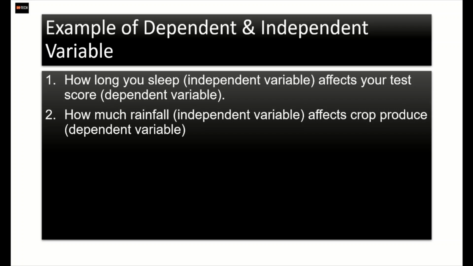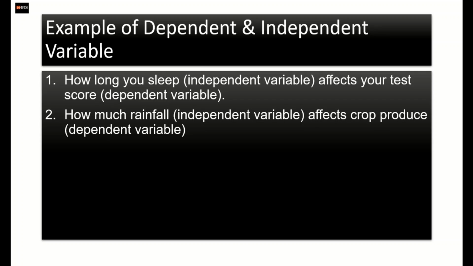Number two example we have here is how much rainfall, the independent variable, affects crop produce. So if, for instance, I want to check how much rainfall affects a crop, in that case our rainfall is the independent variable, while our crop is the dependent. The crop performance depends on what? Rainfall. I hope we are getting the logic behind this.